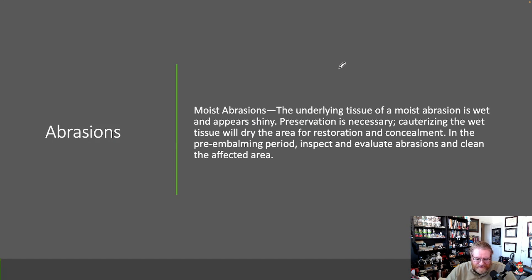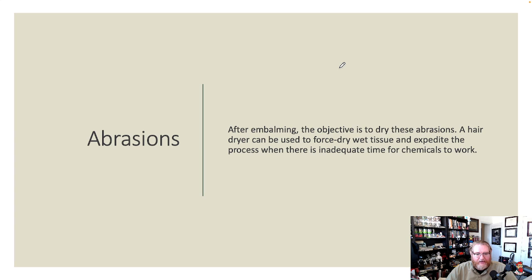Moist abrasions are wet. They appear shiny. Preservation is necessary. The tissue is still vibrant. Cauterizing the wet tissue will dry the area for restoration and concealment. In the pre-embalming period, inspect and evaluate abrasions and clean the unaffected area. You want abrasions to dry and preserve. After embalming, the objective is to dry them.